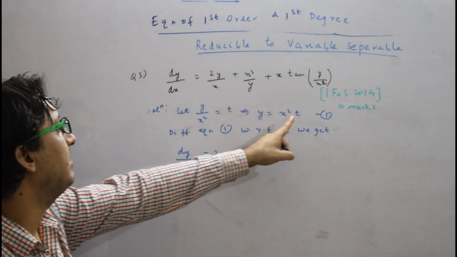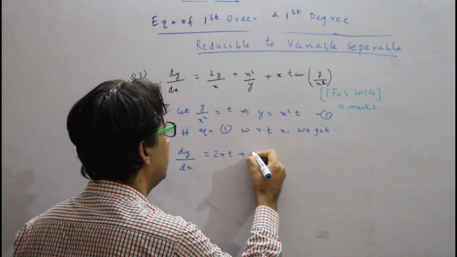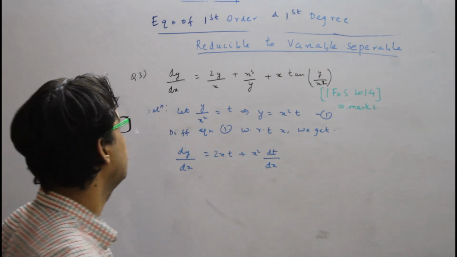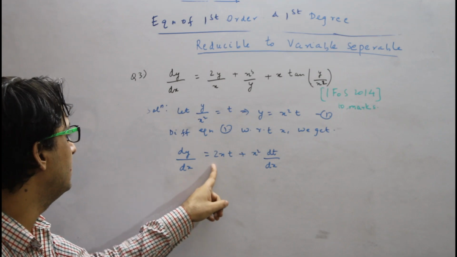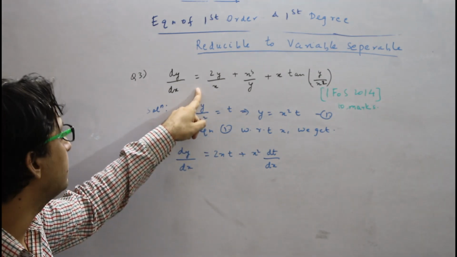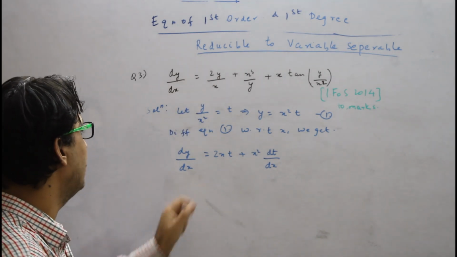Okay, because I have kept t as constant. Now I am going to keep x square as constant. So this gives us dt by dx. Now I am going to plug the value of dy by dx into the original equation here. So what this is going to give me, I will write now.